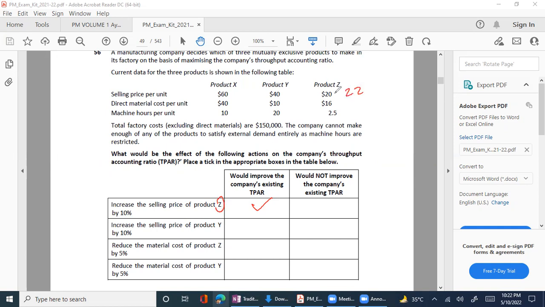Calculate it. So let's calculate it. Then this is your product X and this is per unit time. It will be $6 per hour. 40 over 20, it will be $2 per hour. 20 over 2.5, it will be how much?